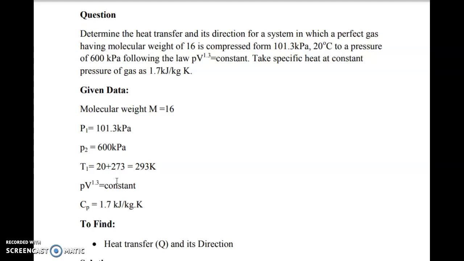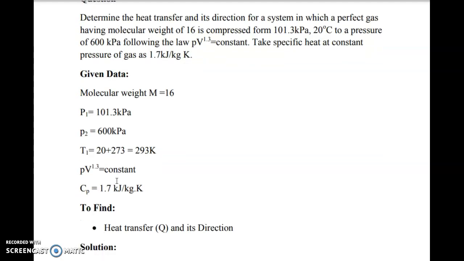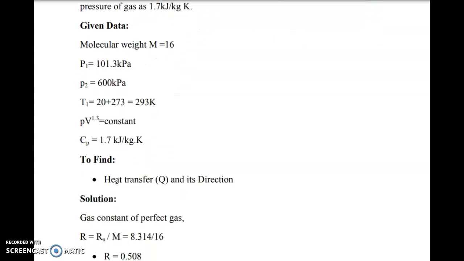Suppose if it is exactly 1.4, that is generally taken as an adiabatic process. That is not needed. The adiabatic process concept is not needed for this sum, so we leave the topic. Then the specific heat at a constant pressure of the gas is given as 1.7 kilojoule per kg Kelvin.